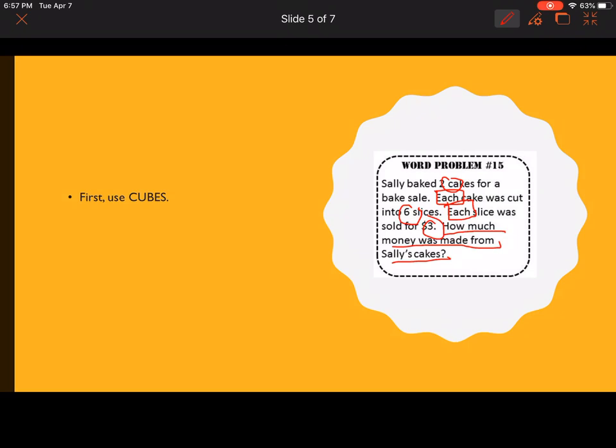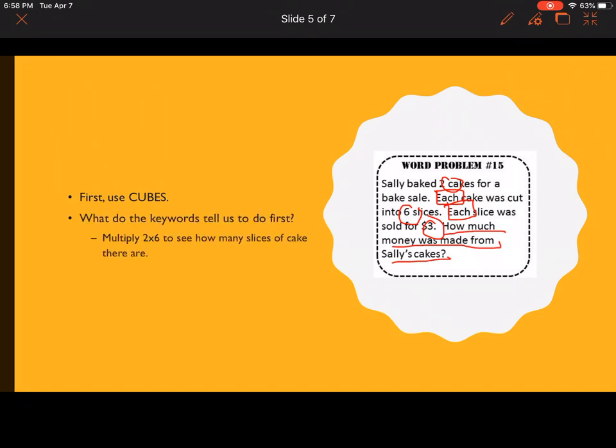Okay, now E, I need to evaluate. All right, well, each can be a keyword for multiplication, and each could be a keyword for division. So what would make the most sense? Is Sally splitting things, or is she trying to get a total? I think she's trying to get a total because she's trying to see how much total money she made. Okay, so now S, we need to start solving.